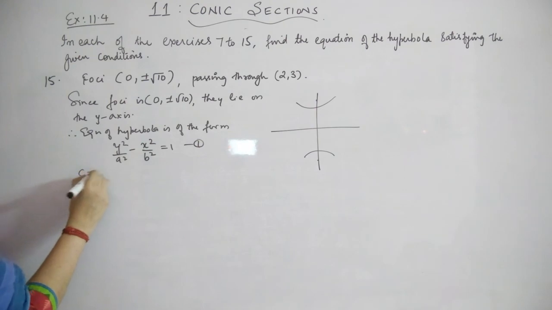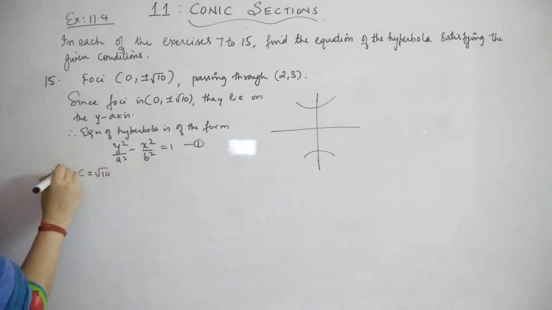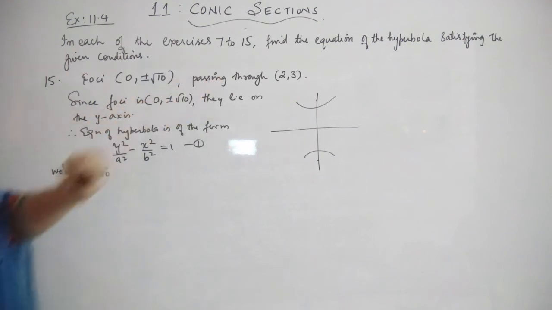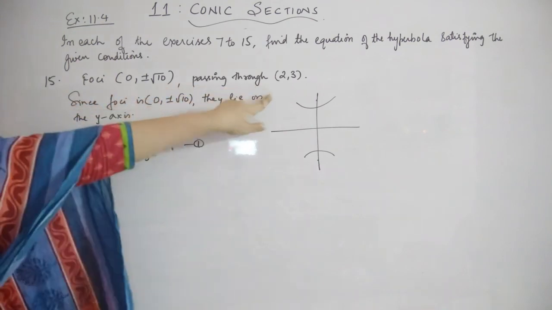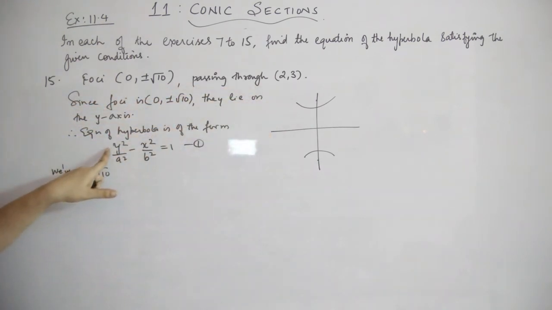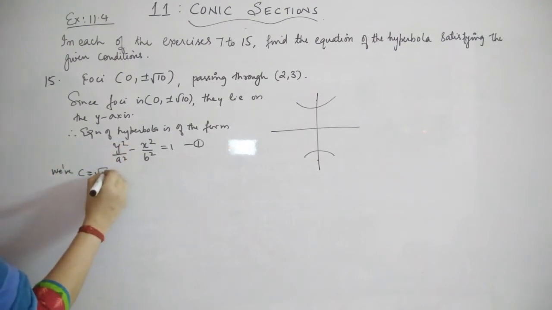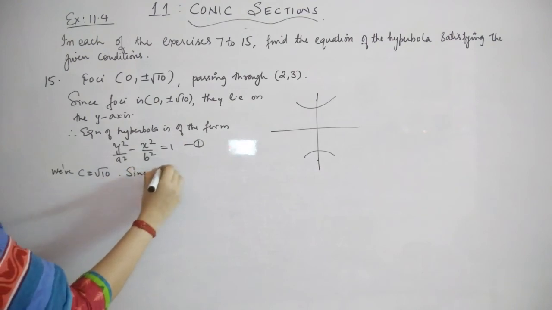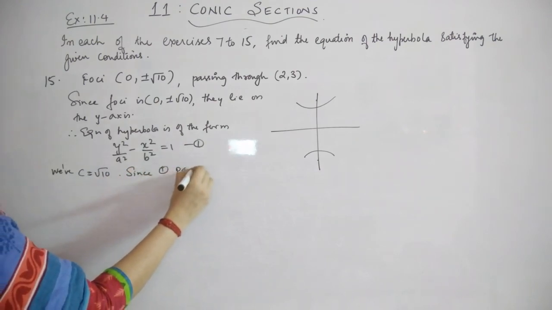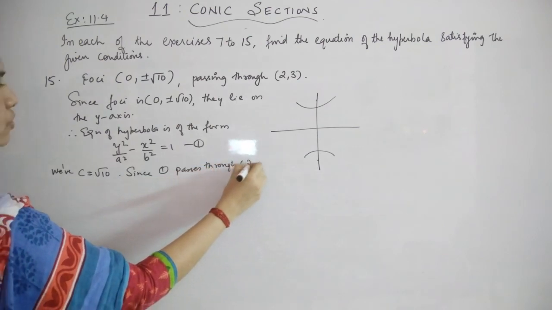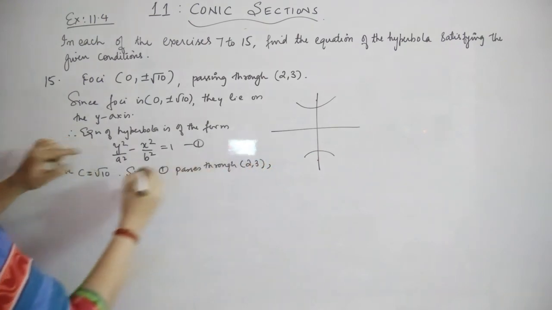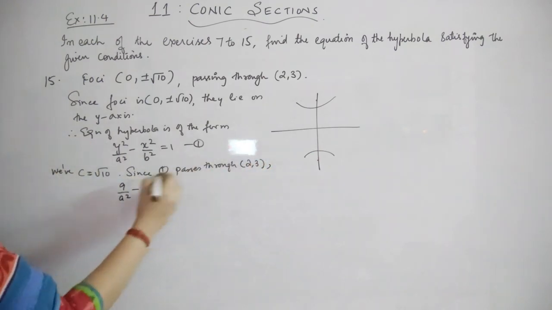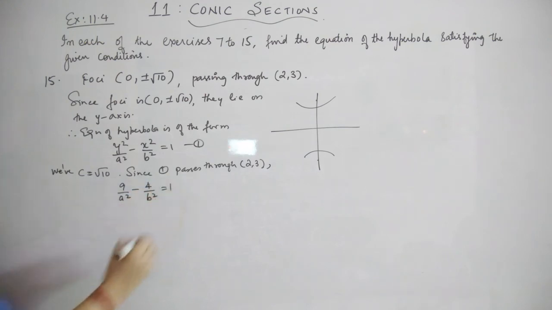Now c is given to be root 10, right? Passing through the point 2, 3 means this equation will be satisfied, or you can replace x and y with 2 and 3 respectively, x with 2 and y with 3. Since equation number 1 passes through 2, 3, instead of y we can replace 3. So what you will get is 9 by a square minus 4 by b square equal to 1.